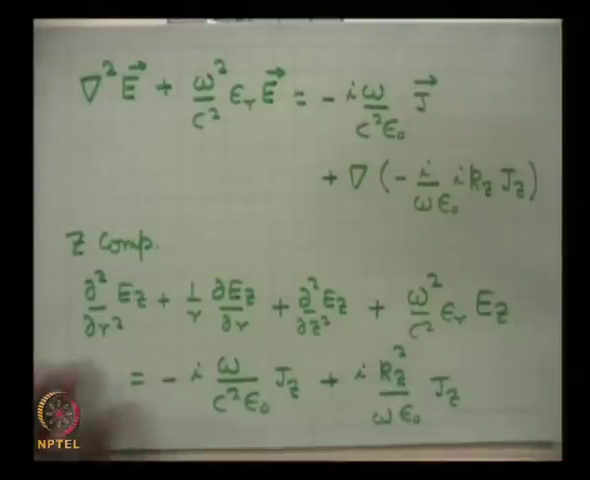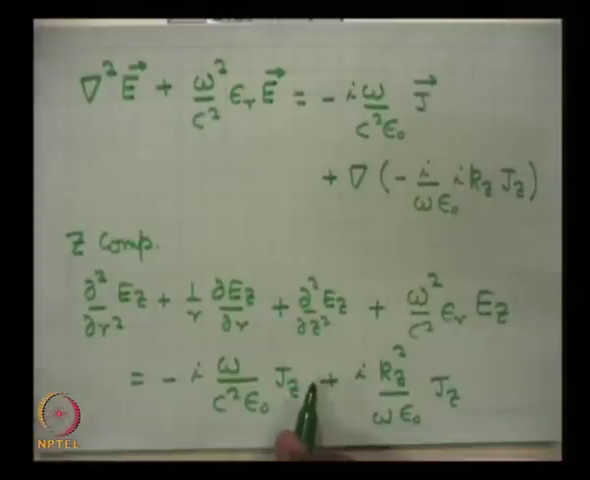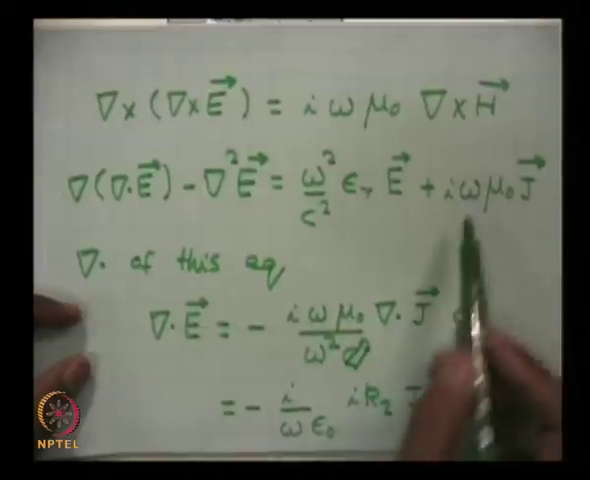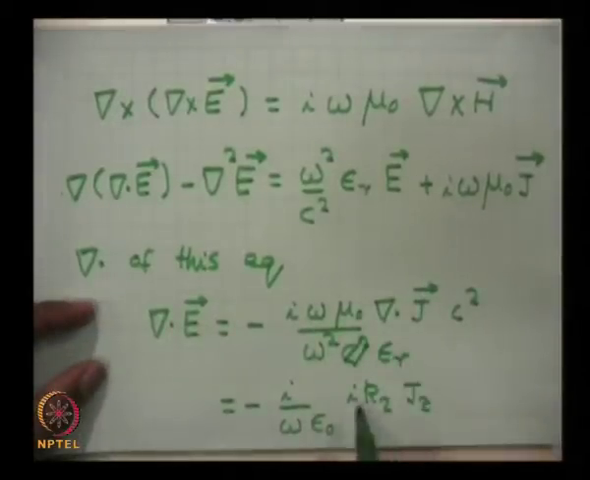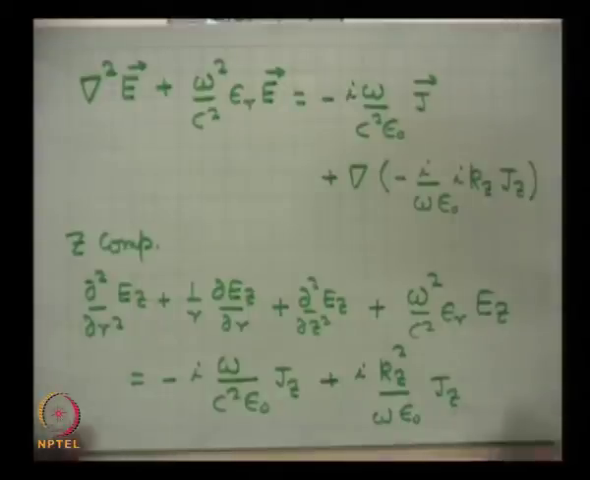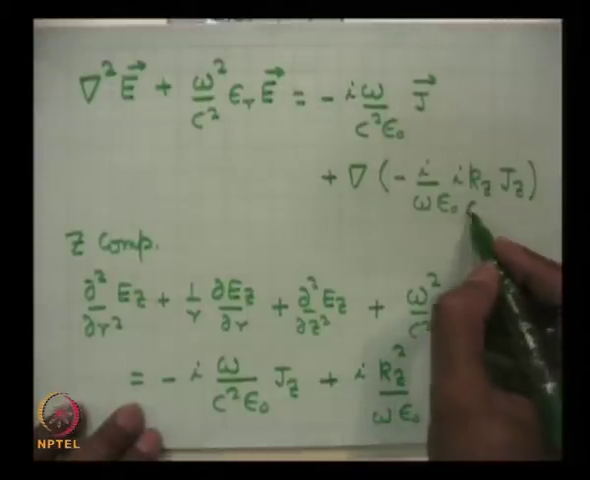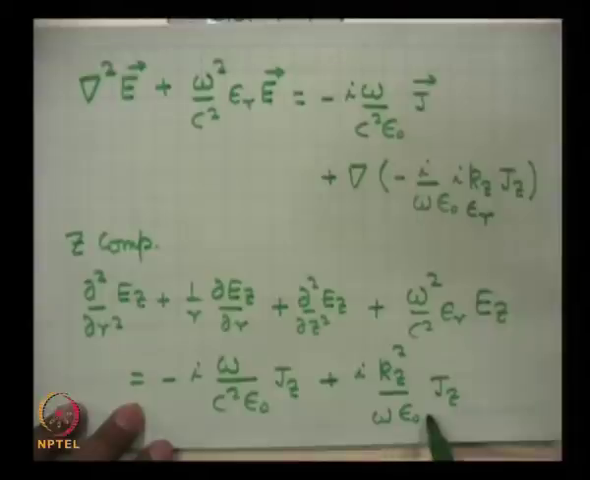These two terms can be combined. I think I made an error. When I wrote down the expression for divergence of E, I forgot to write epsilon r here. Put epsilon r there. This epsilon r I missed. So if I correct for it, then there will be epsilon r there and there will be epsilon r here.